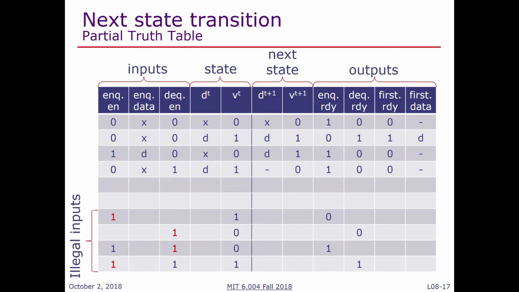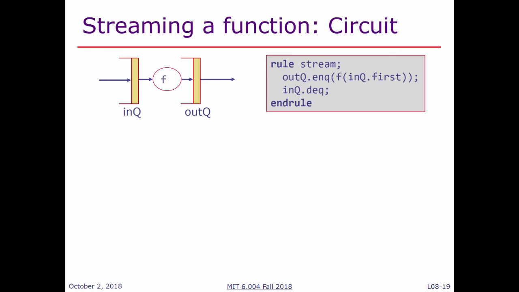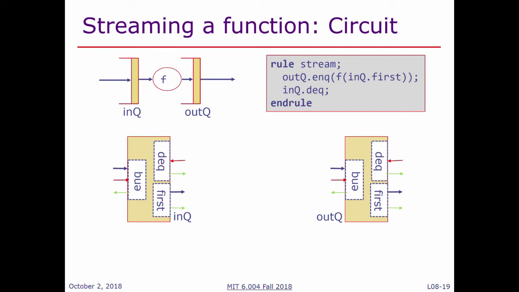The next thing is, I just want to emphasize for you that there are constraints that have to be obeyed, which I haven't shown you. You should not enable something unless the ready signal is true. Correct? Otherwise, the whole system will break down. And here is the trivial example for this. I have this rule which is just streaming through this combinational function f. You can compile all this, and you can connect the data path very easily for this.